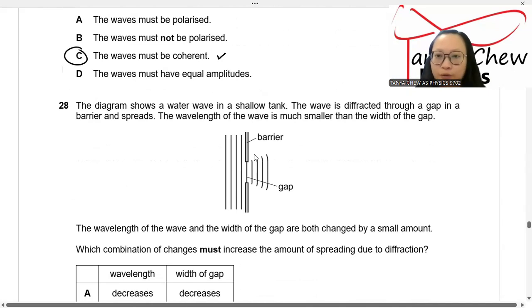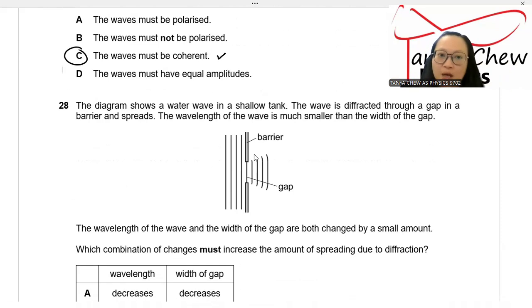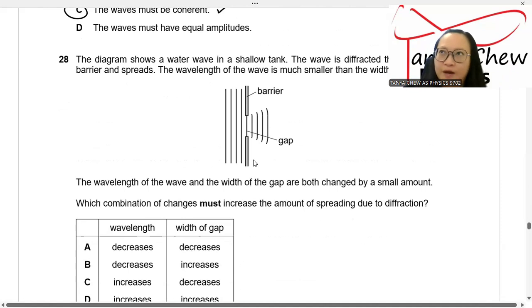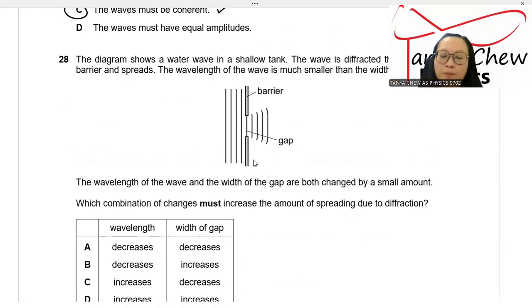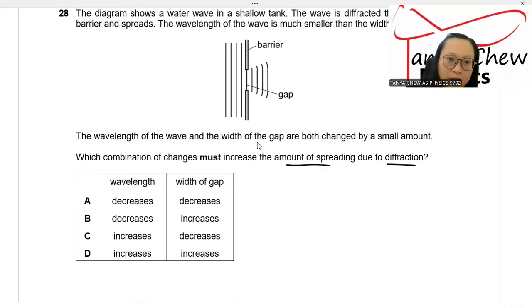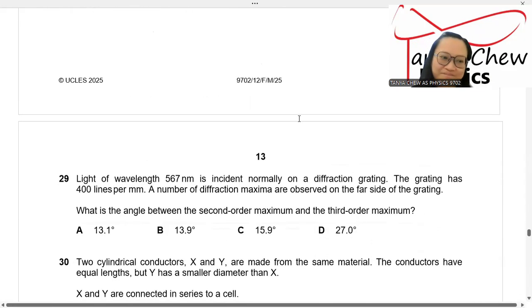Number 28. The diagram shows a water wave in a shallow tank. The wave is diffracted through a gap in the barrier and spreads. The wavelength of the wave is much smaller than the width of the gap. The wavelength of the wave and the width of the gap are both changed by a small amount. Which combination of changes must increase the amount of spreading due to diffraction? If you want to increase the diffraction pattern, you have to increase your wavelength, but decrease the width of the gap to get the greatest diffraction pattern.